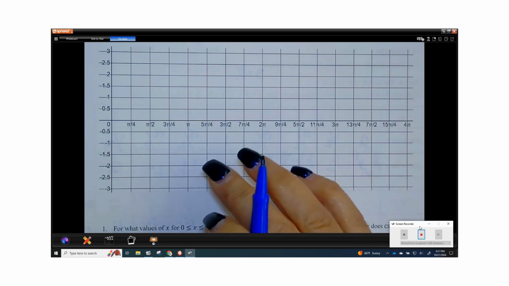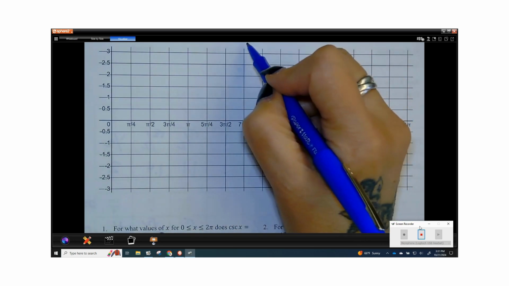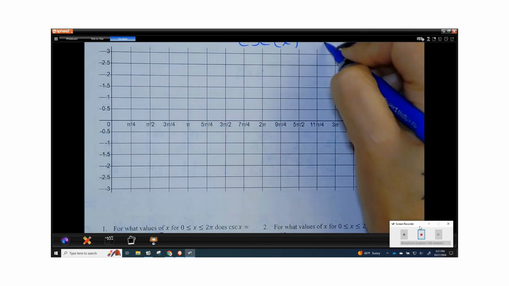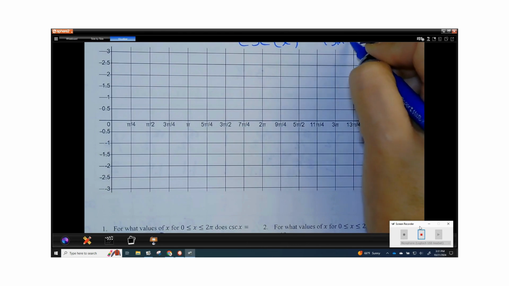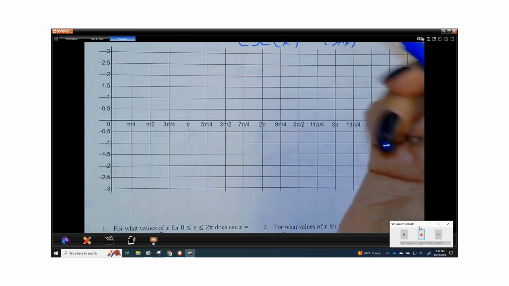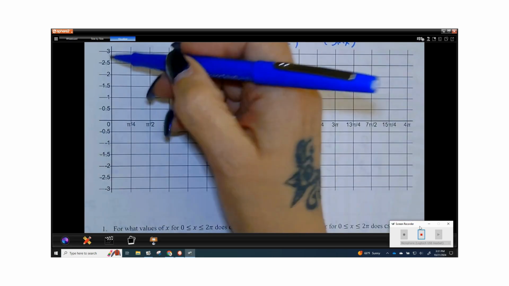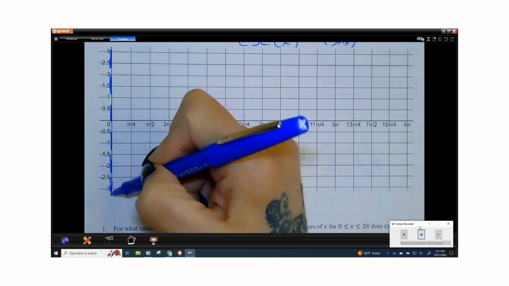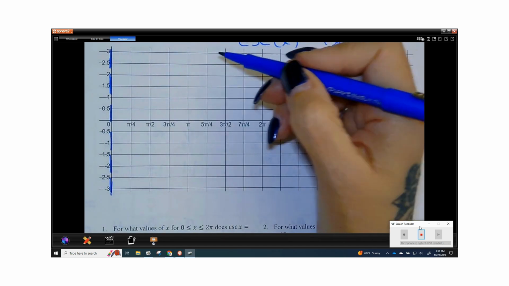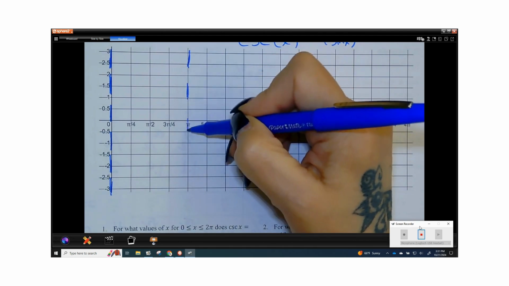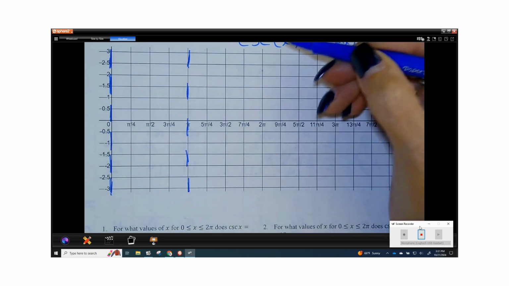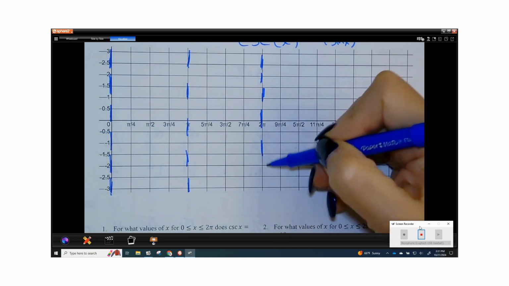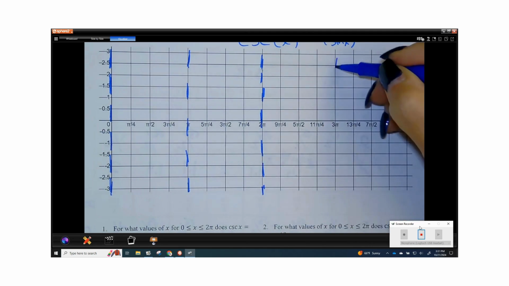So for cosecant, I'm going to write it up here, which is 1 over sine, at 0, it is undefined. So that means we have an asymptote. It means a line that it doesn't cross. It's undefined. At pi, we have another one. At 2 pi, we have another one. And you could guess it happens every pi.